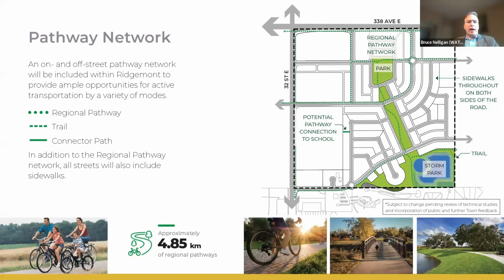An on and off street pathway network has been established within Ridgemont to provide ample opportunities for active transportation. A regional pathway will be provided along most of the collector road network and through some park spaces. And the remainder of the road network will include sidewalks on both sides. A walking trail around the Storm Park provides a naturalized experience, which is ideal for walking your dog or going for a peaceful walk.